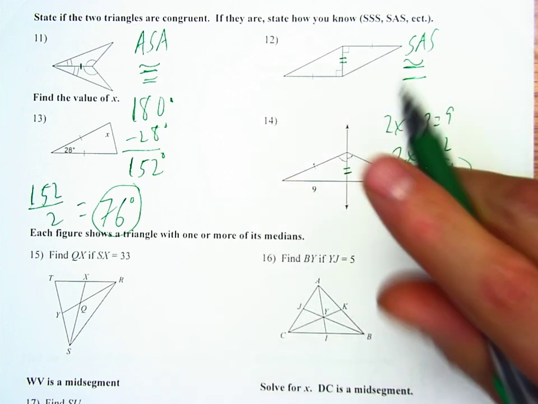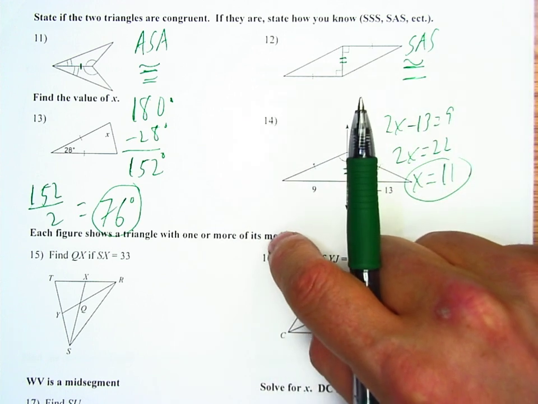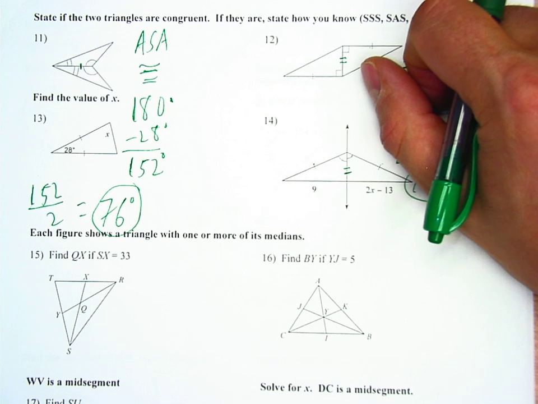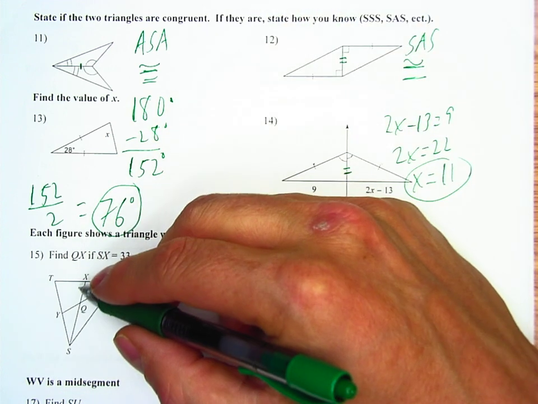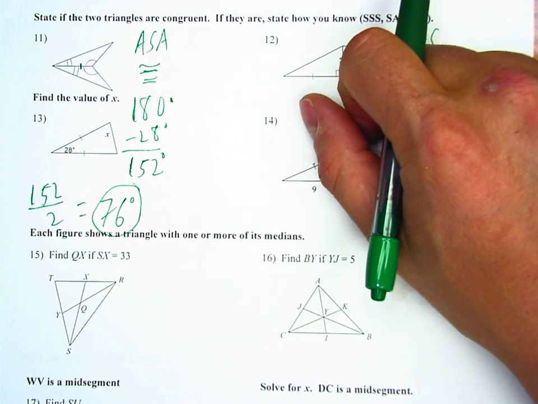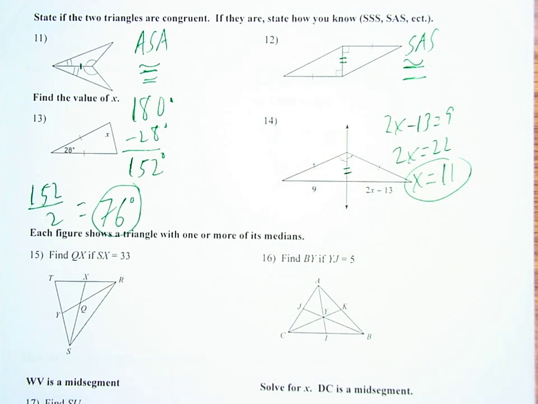All right, next one. Each of these pictures shows a median. So find QX, if SX is 33. So again, when you're working on these types of questions, what you're looking at here is that the medians are cut into thirds.